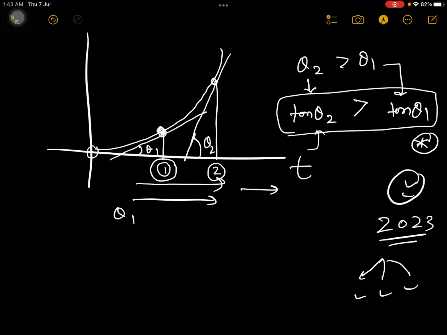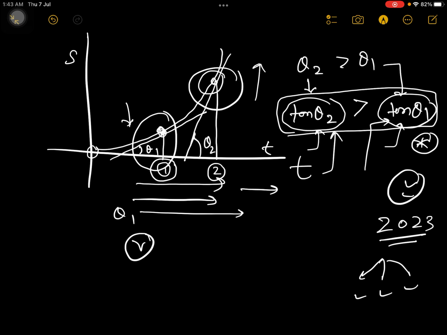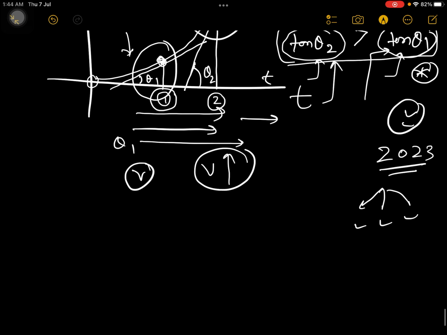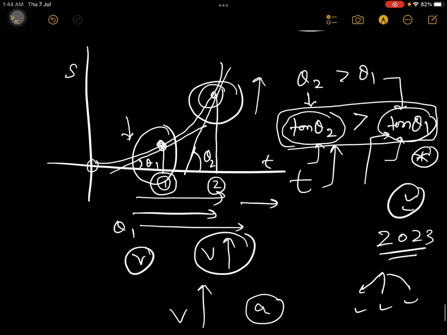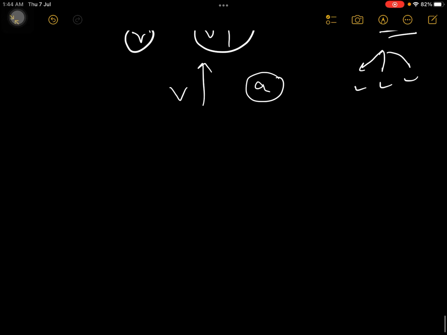So understand this tan theta 2 and tan theta 1 value. So tan theta 1 will be less than tan theta 2 value. It means this slope will be less than this slope. Now see, slope of ST graph is nothing but velocity. Okay, so this slope is less, this slope is more. It means when you are going in this direction, then your velocity is increasing, correct? If your velocity is increasing, then definitely you have acceleration. So these kind of curves will represent non-uniform motion. Okay, I hope it's totally clear.